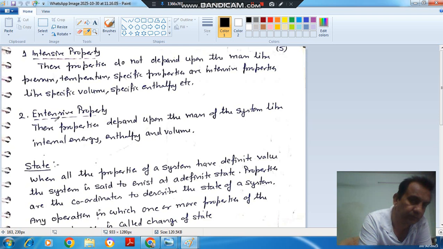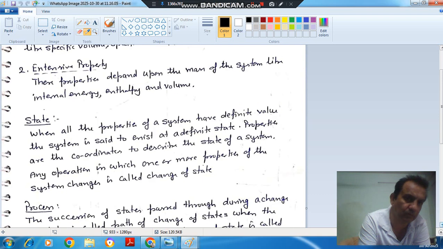The next definition is extensive properties. These properties depend upon the mass of the system, like internal energy, enthalpy and volume. If we take specific volume, it is an intensive property, but if we take volume, then it is an extensive property because it is dependent on mass. If mass is more, then volume will be more. Density, however, is an intensive property.